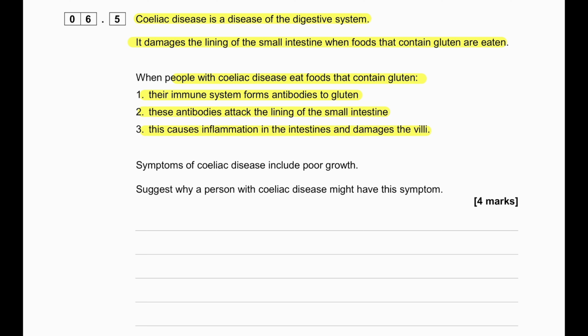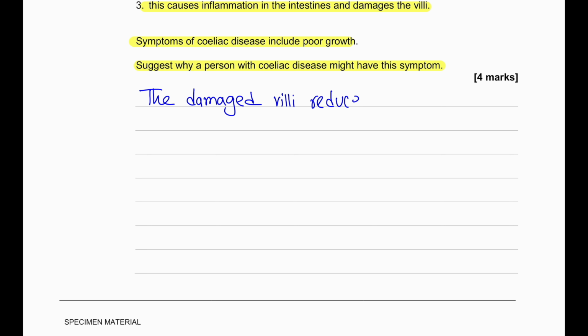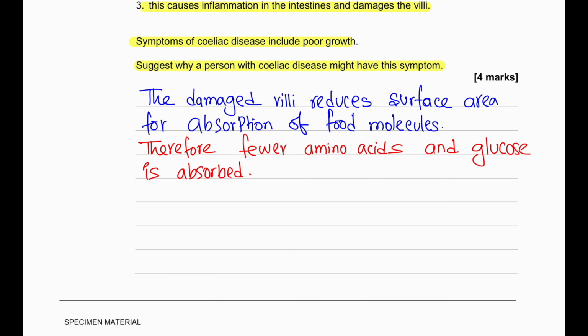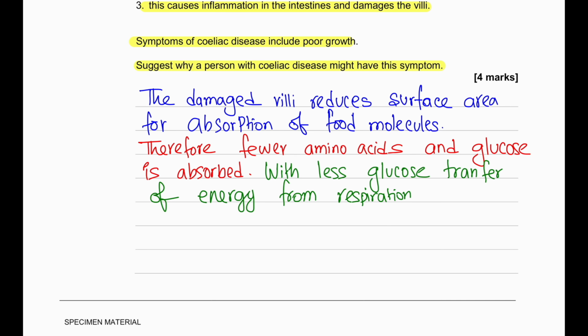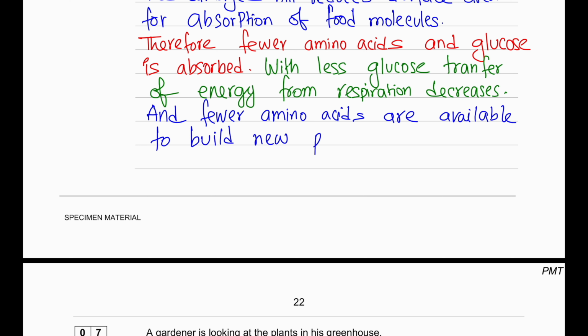Symptoms of celiac disease include poor growth. Suggest why a person with celiac disease might have this symptom. Since a person with celiac disease will have damage to the villi, the damage reduces the surface area for absorption of food molecules. Therefore, fewer amino acids and glucose are absorbed into the bloodstream, and with less glucose transferred, the energy for respiration is also reduced. And since there are fewer amino acids available, the person has fewer amino acids to build new proteins, which will in turn affect their growth.